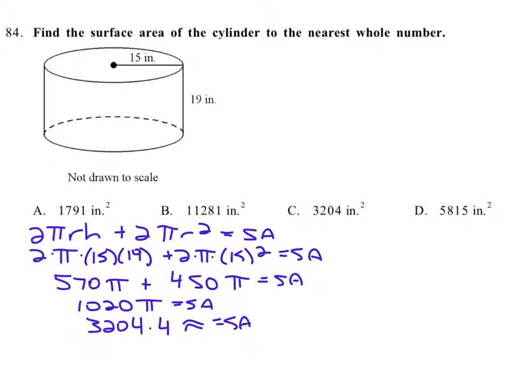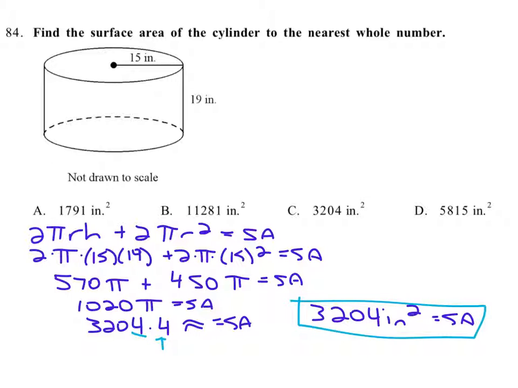And they want us to round it to the nearest whole number. So we're rounding to there. Is this 5 or higher? No, it's not. So we don't change the 4. It stays as 3,204. And what is the units? It's inches, so inches squared. It's equal to the surface area. Do we have that answer? We do. Answer C. Okay, that's how you do those.